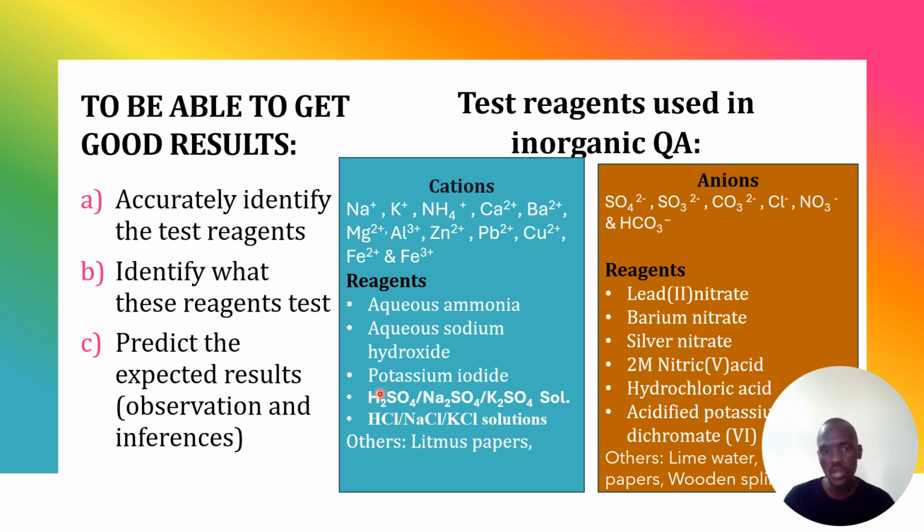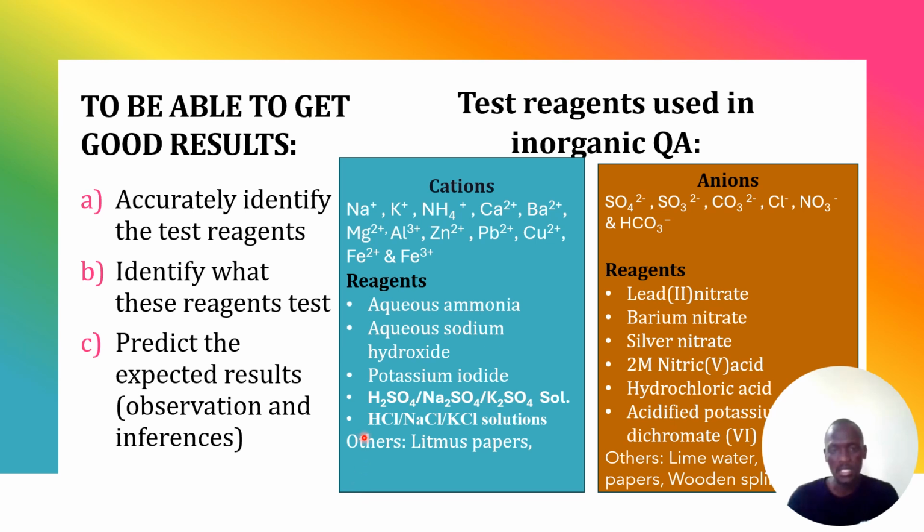Then we have this category here of sulfuric(VI) acid, dilute, which is mostly 2 molar. We have sodium sulfate solution, potassium sulfate solution. So these solutions can also be used as confirmatory reagents in qualitative analysis for metallic ions, most likely to confirm lead, or the presence or absence of lead ions. We have also hydrochloric acid, sodium chloride solution, and potassium chloride solution, which are also used in confirmatory tests for the metallic ions.